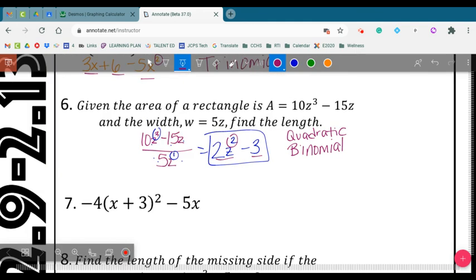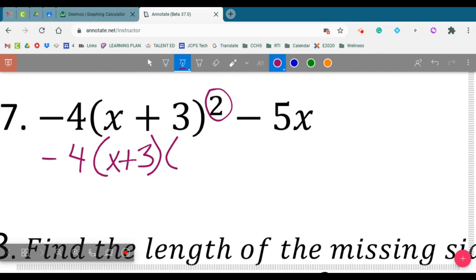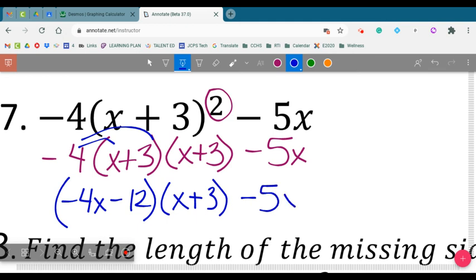Okay, next problem, we got some multiplication. So first step, we see a 2, we write it twice. Ooh, does not look like a parentheses on the end. X plus 3, x plus 3, and then minus 5x. Okay, then we have to distribute just to the first set. So we get negative 4x minus 12, x plus 3, then minus 5x.